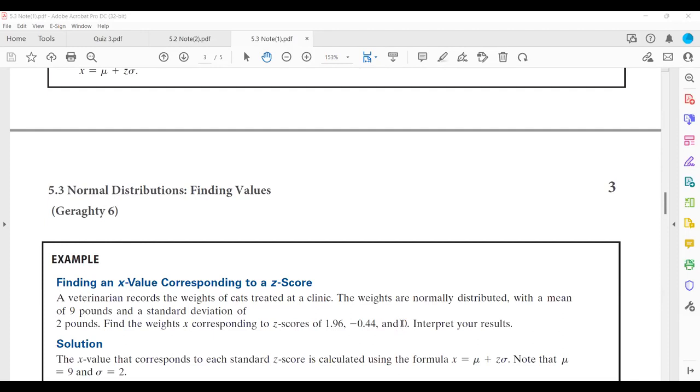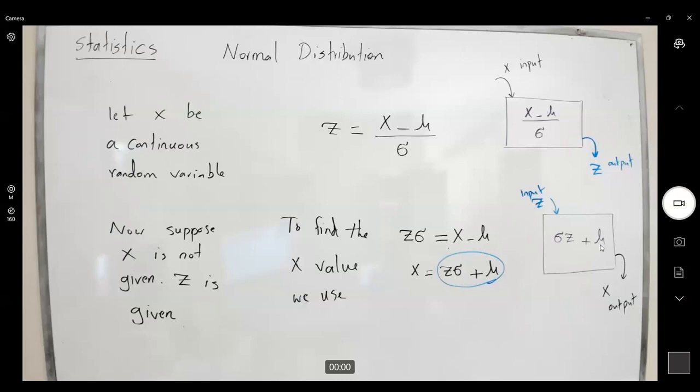Well, it says z is equal to 0. Okay, it means that you're standardized. Z is given. It means that we're looking for our x value. Let's take a look at the board. On the board, we have the following machine. It says my x is nothing but z times sigma plus mu. It means that I enter my z into this machine, and it gives me the weight, the output, back, all right?